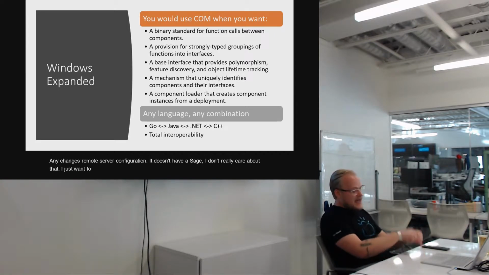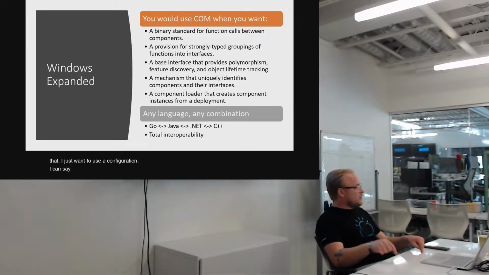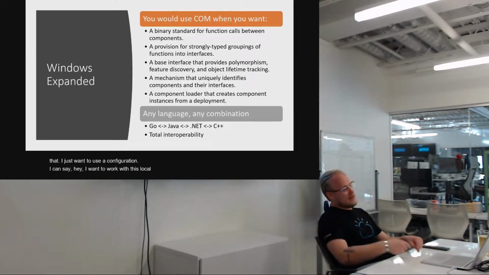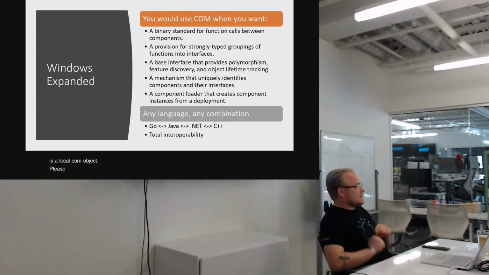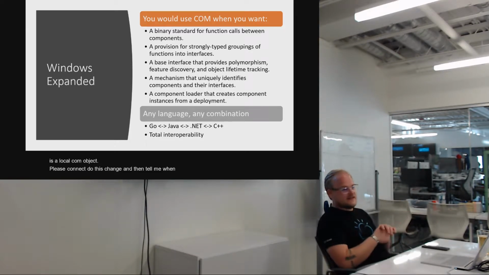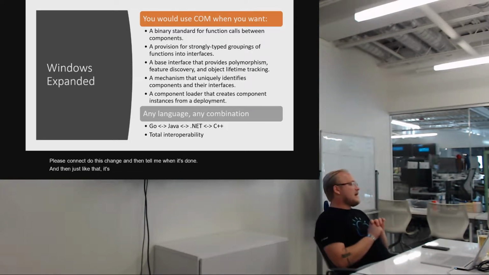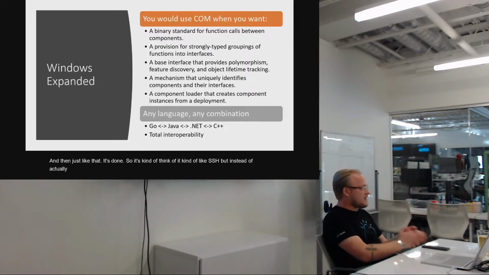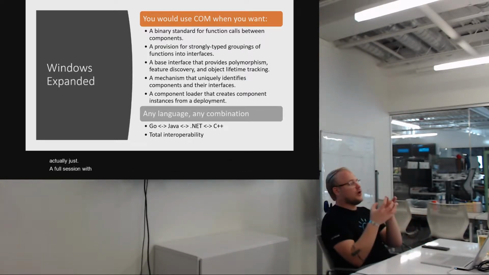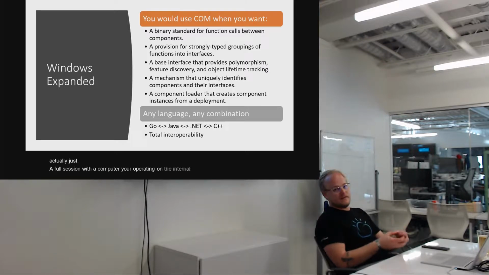I can say, hey, I want to work with this remote COM object as if it was a local COM object. Please connect, do this change, and then tell me when it's done. And then just like that, it's done. So think of it kind of like SSH, but instead of a full session with that computer, you're operating on the internal objects of that operating system.